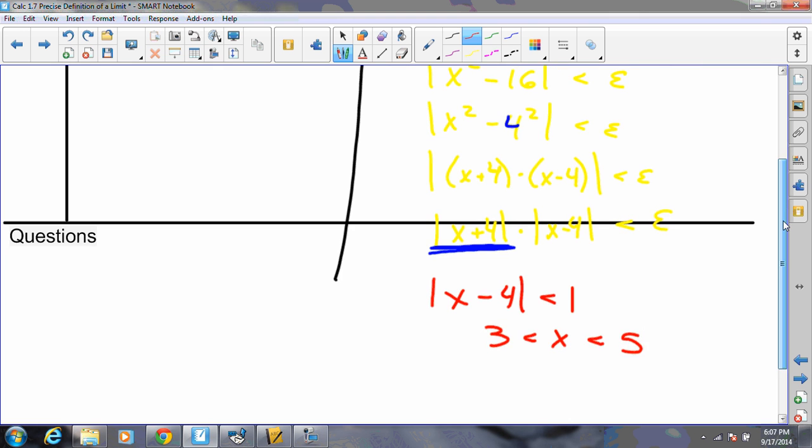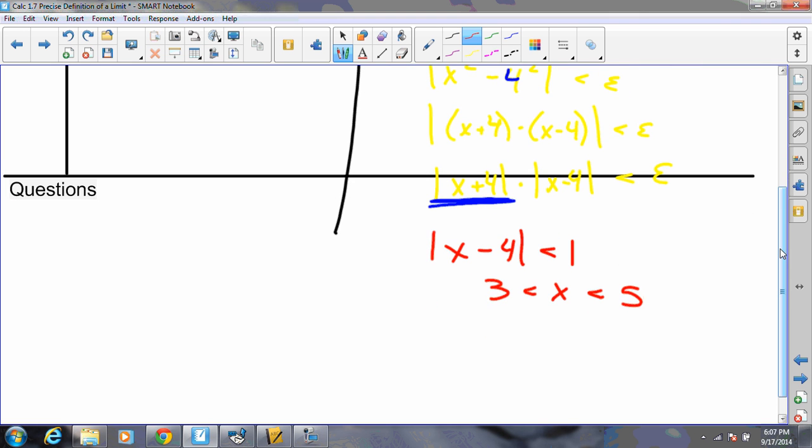So if we are considering x between 3 and 5, let's consider x plus 4. What does x plus 4 have to be bounded within? We'll add 4 on the left, add 4 on the right, and we have this piece is bounded between 7 and 9. So that's telling us this piece right here, the absolute value of x plus 4 in the interval we care about, not everywhere, but only in the area of interest to us, is less than 9.